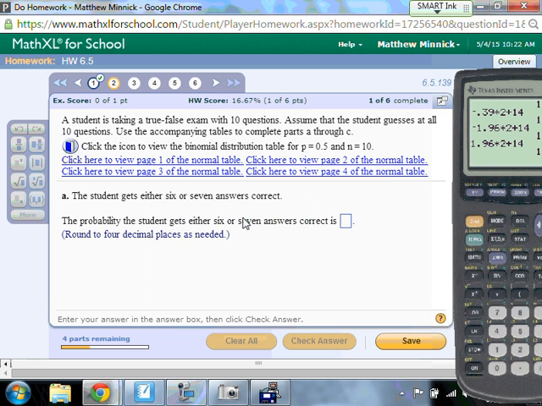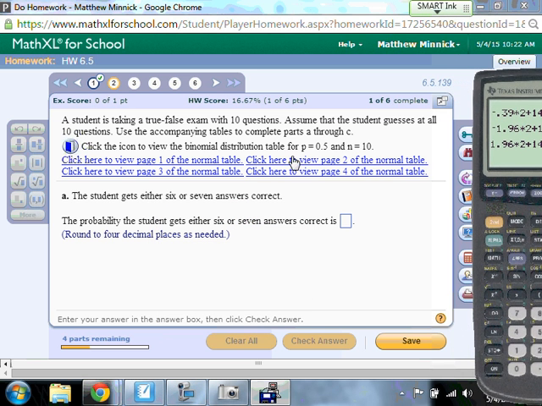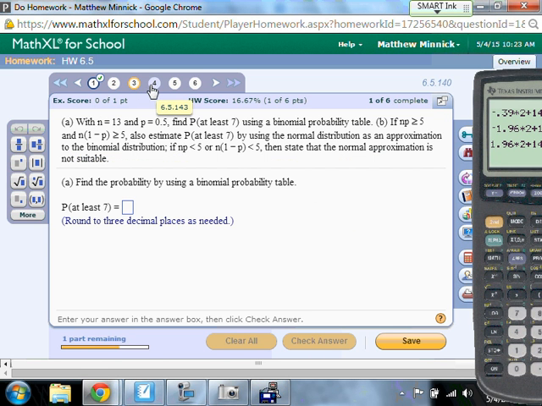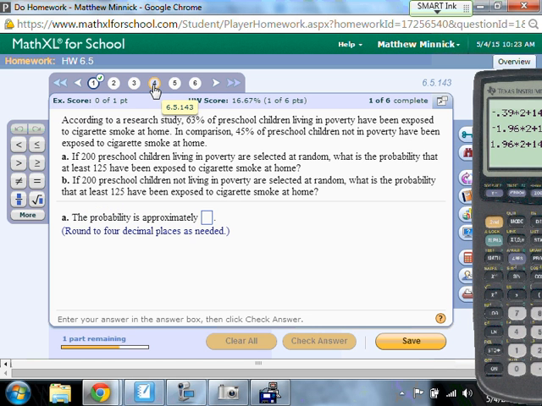All right, so this 6.3, let's see. A student is taking a true-false exam with 10 questions. More with the normal table. The probability that the student gets 6 or 7 answers correct. Ooh. So somehow they want us to mix the normal distribution in with this. So this is going back to the binomial formula. Oh, that might be fun. I'm going to skip over that for now. I might have to do my homework and get back to you on this one.